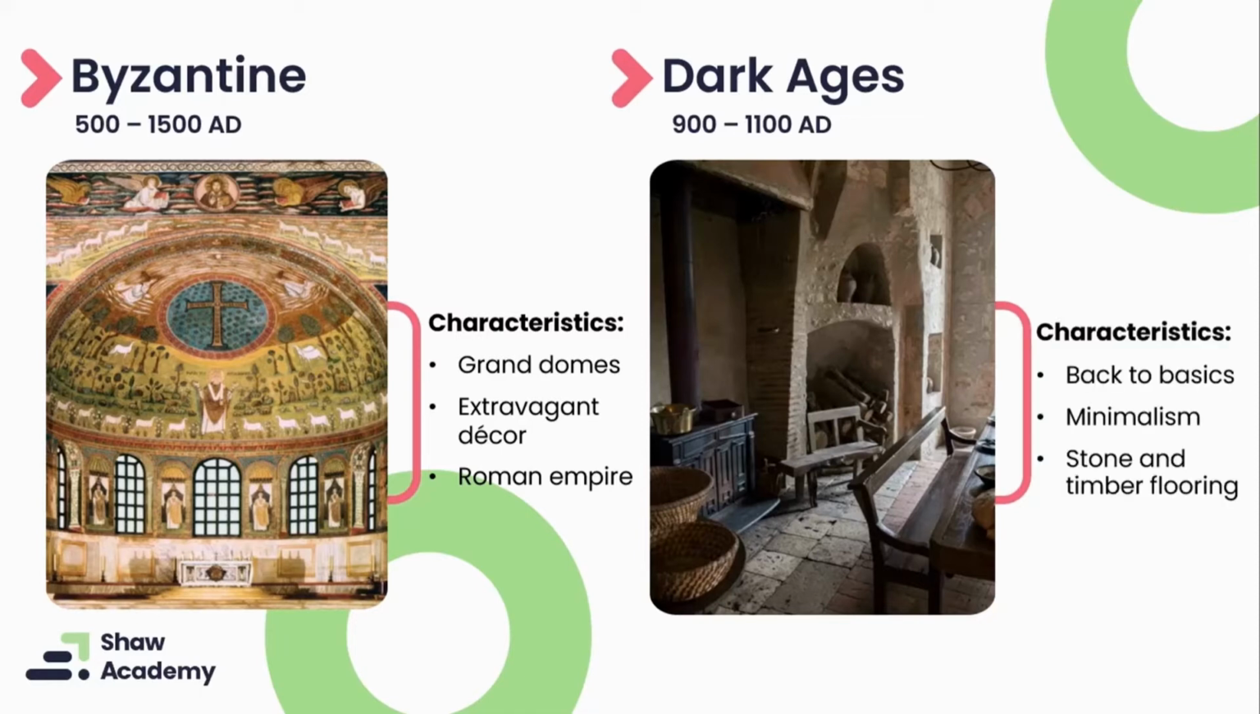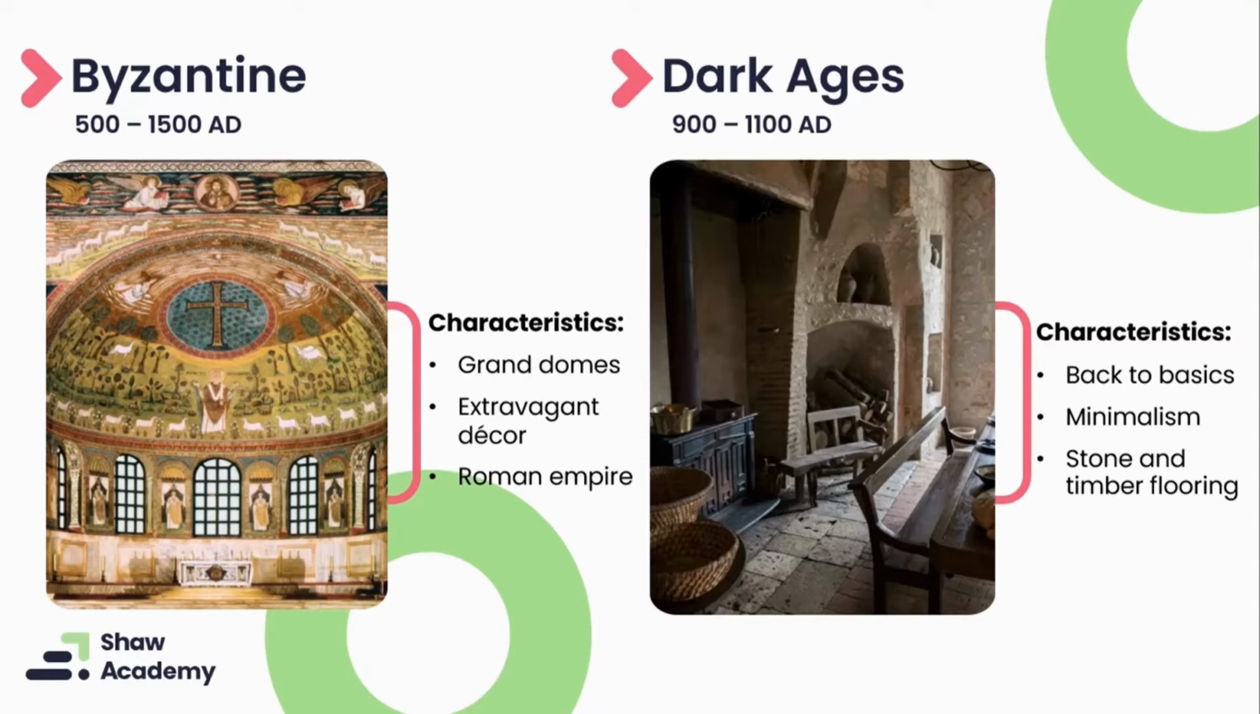Next, we take a look at the Dark Ages, which extends from 900 to 1100 AD. This era follows the decline of the Roman Empire. As we see a deterioration of the economy and culture in Europe, so do we see the same influence in interior design and architecture of the time. We observe the fall of interior design or interior decor as we go back to basics.